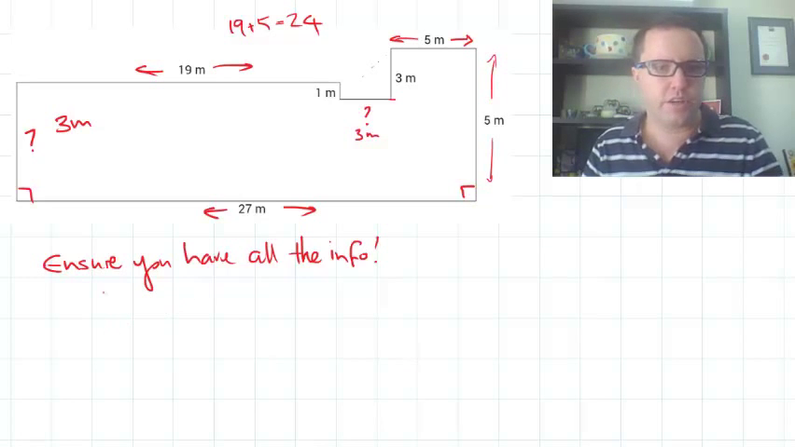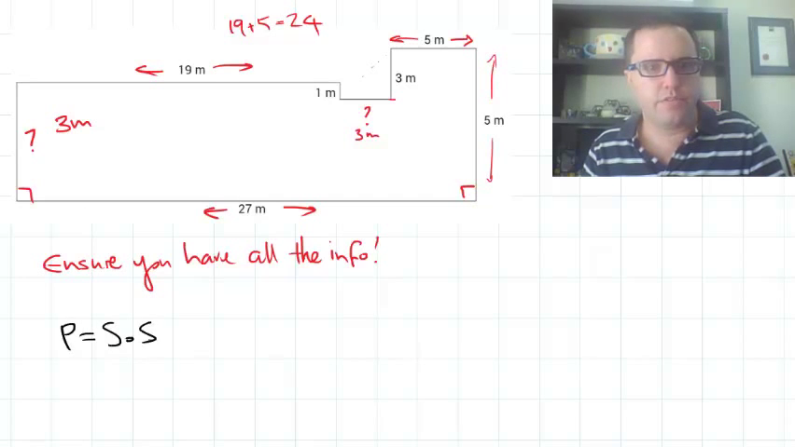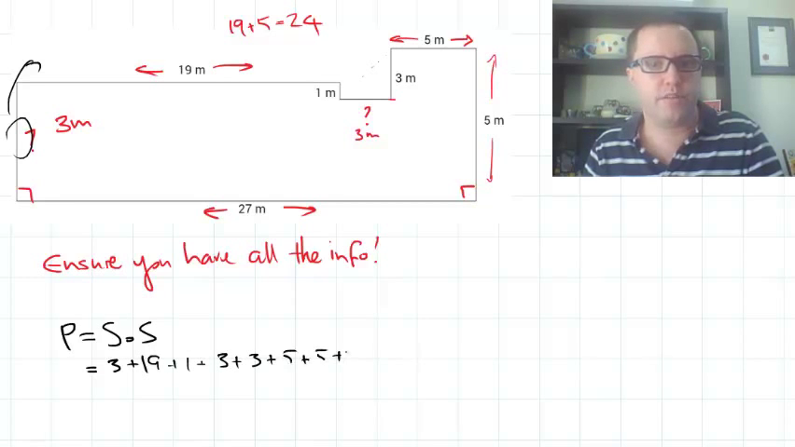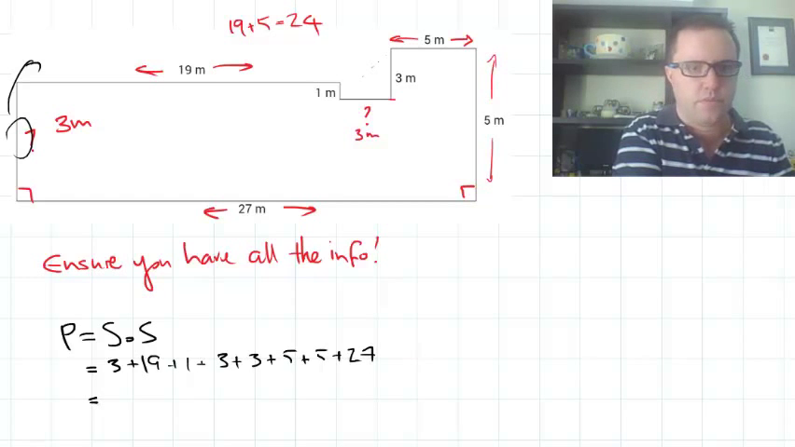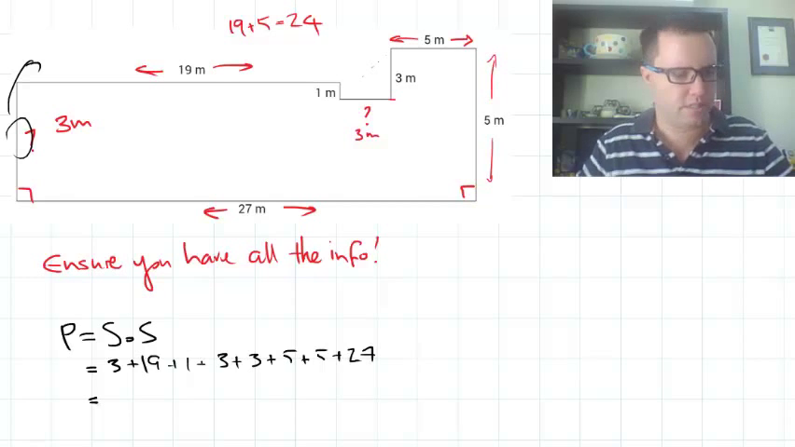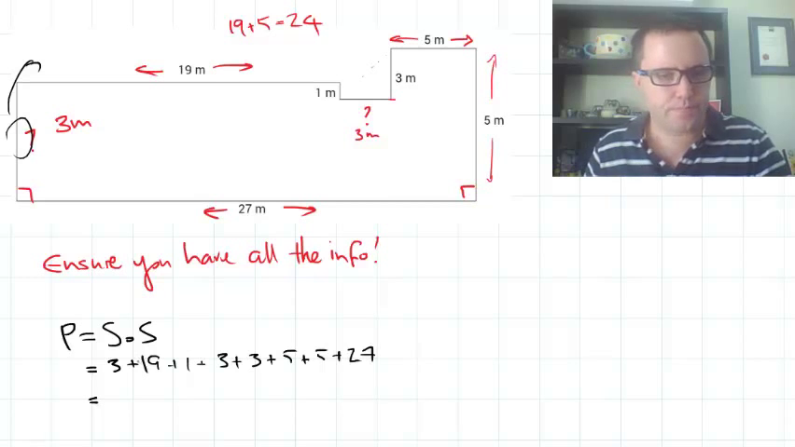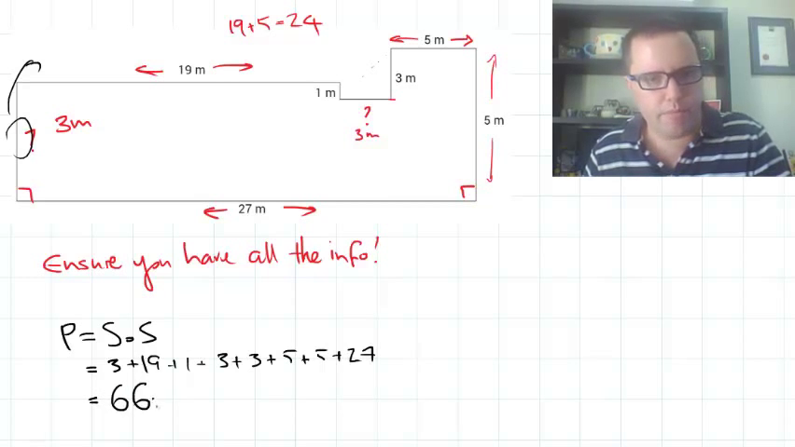Okay, so we're going to go with our perimeter, which is the sum of sides. I'm going to start here again, go around. We have 3 plus 19 plus 1 plus 3 plus 3 plus 5 plus 7 plus 27. And that gets us 66. Seems about right.